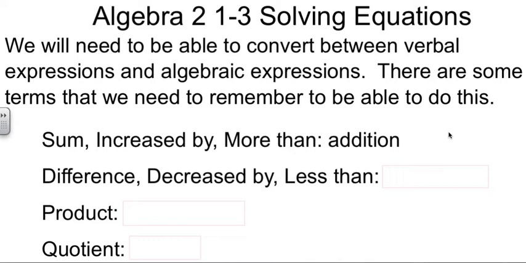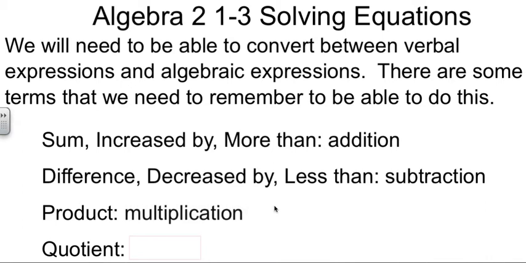If you see difference, or decreased by, or less than, that's a tip-off that you're doing subtraction. When you see the word product, that's a giveaway that you're doing multiplication, and quotient signals to you to do division.